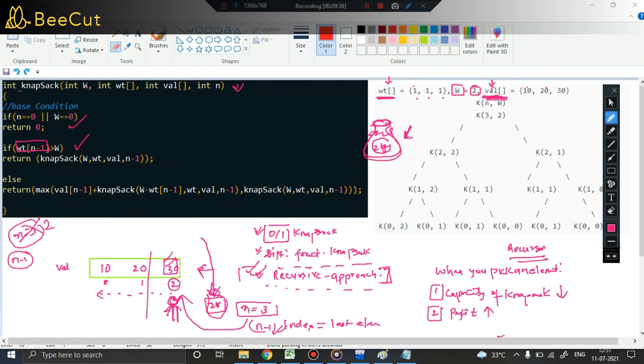So this was basically 1, 1, 1. This was the item weight. Element A, element B, element C. So suppose right now I am standing in front of element C. Why? Because I said I am moving from right to left. So you are standing in front of element C.